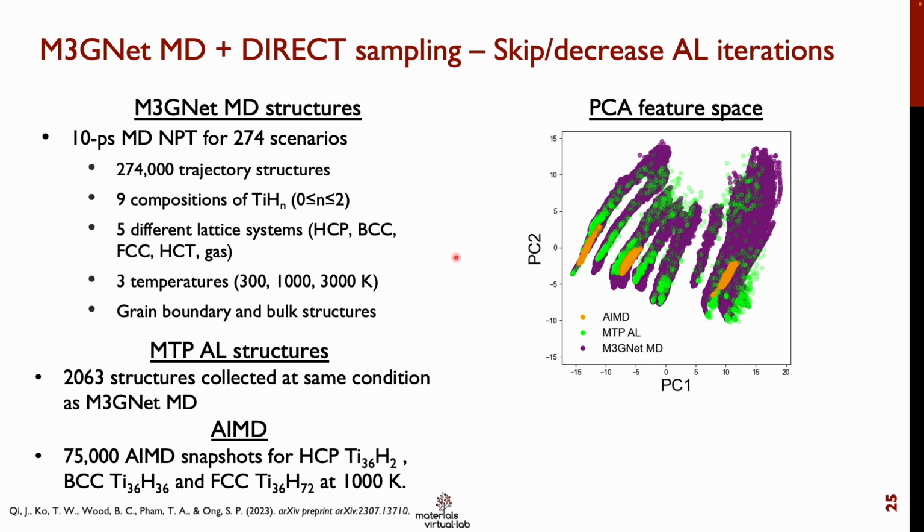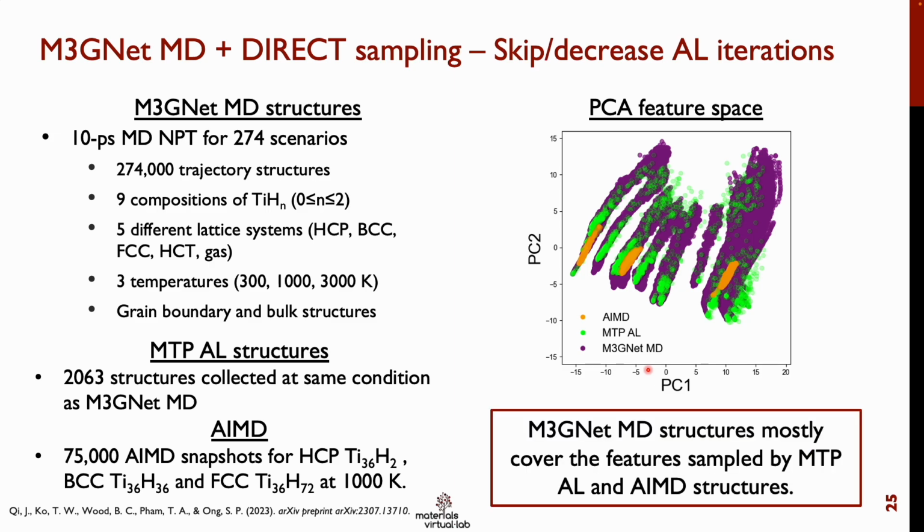You can see, by visualizing the PCA feature space of the M3GNet structure feature, that both the MTP active learning structures and the M3GNet-MD structures cover the AIMD sampled regions. They also sample comparable regions in terms of just the 2-dimensional PCA space. So it tells us that M3GNet-MD structures mostly cover those features sampled by the 2 methods.